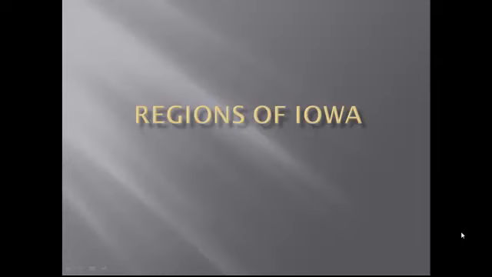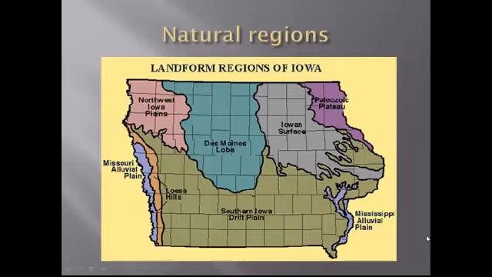Then in this lecture, which will be in several parts, we'll look at quite a few ways of understanding Iowa by examining regions. So you'll see on this map that there are 8 physical regions of Iowa, some quite large, others quite small. And we'll start with the one in the center top, the Des Moines lobe.